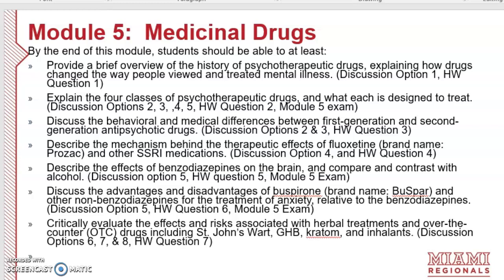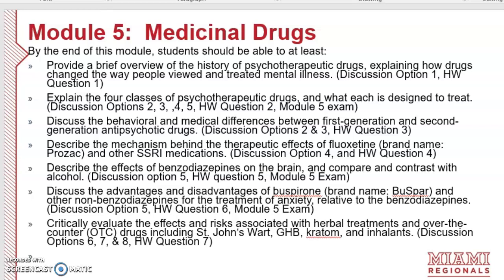By the end of this module, students should be able to, at least, provide a brief overview of the history of psychotherapeutic drugs, explaining how drugs changed the way people viewed and treated mental illness. You'll have the chance to explore this further in discussion option 1 and homework question 1.